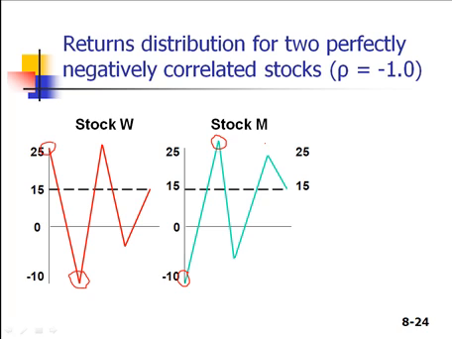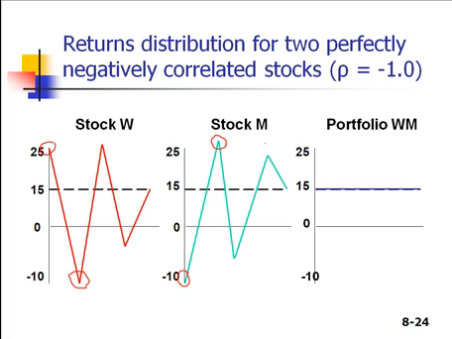With the portfolio, you will get the average expected return with no risk. Look at that. That would be wonderful. If we could pull that off in a real world scenario, that would be absolutely incredible. In both these cases, stock W and stock M have an average return of 15%, but they have risk. But the portfolio of the two has the same expected return, but no risk, and that would be great.